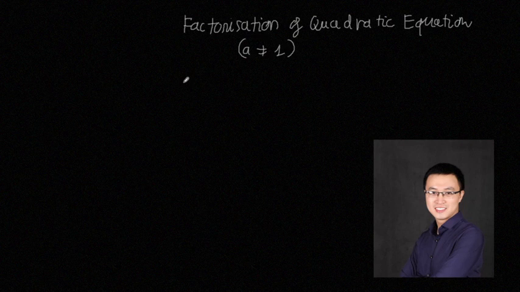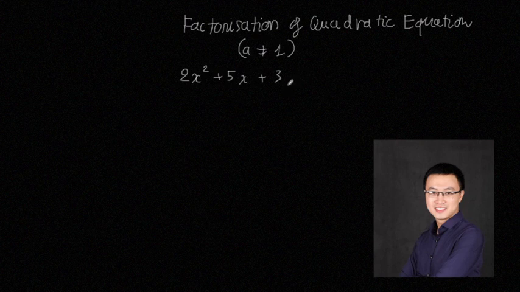Hello guys, today we continue with the factorization. In the previous video we learned about factorization for a quadratic equation with the coefficient of x squared equal to 1. So in this video we continue with the case where a is different to 1. For a different to 1, I can take an example like 2x squared plus 5x plus 3.